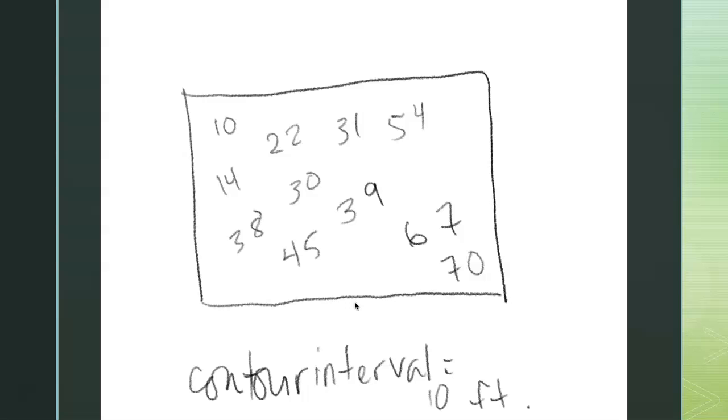Sometimes a map has depth measurements, but no contours. It's easy to draw your own contours in. Let's say the interval here is 10 feet. Each contour line will represent an increase of depth by 10 feet. Well, there's a 10 here. Let's see, I'm going to draw a contour line there. The next one will be 20. Well, 20 is bigger than 14, but smaller than 22. What will this look like?